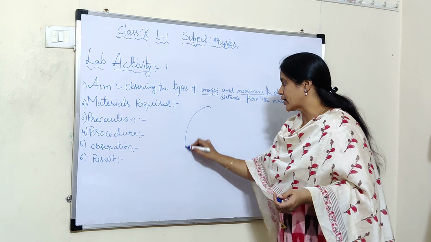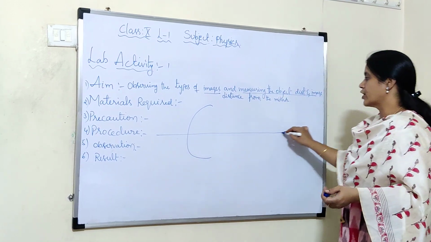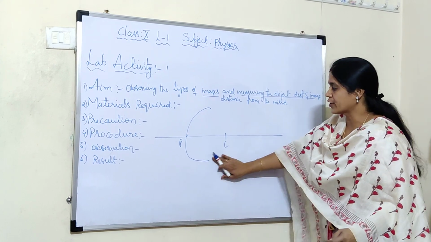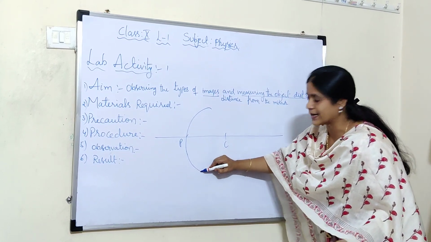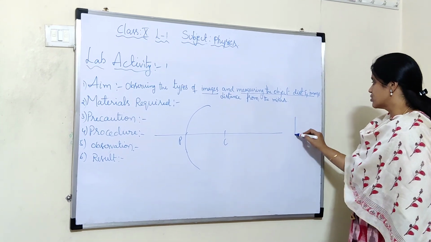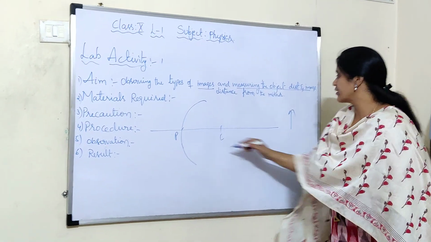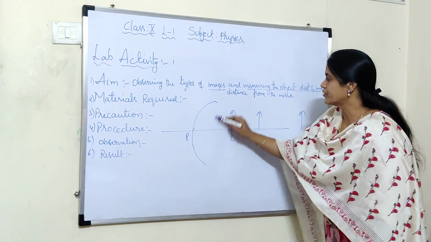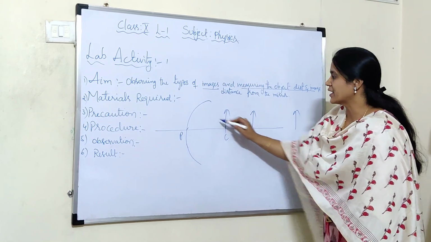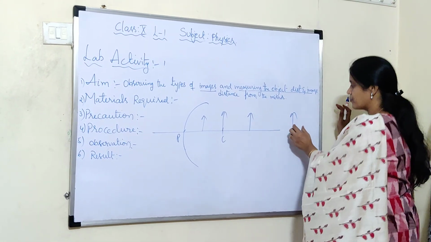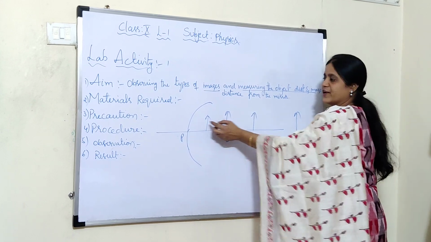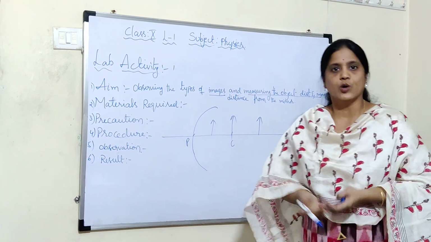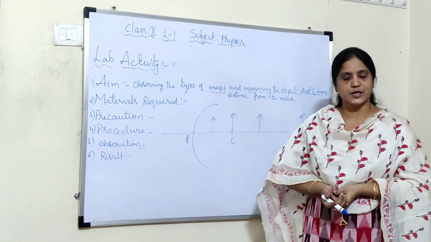When you take a concave mirror, this is the center and this is the pole. In front of this concave mirror, you place an object at different places: far from the mirror, beyond the center, at the center, and in between P and C. If you place the source of light in front of a concave mirror, what type of images do we get, real images or virtual images?